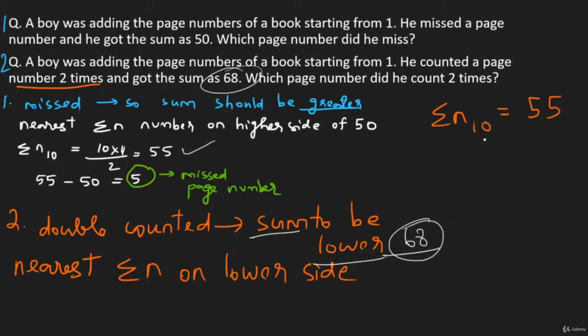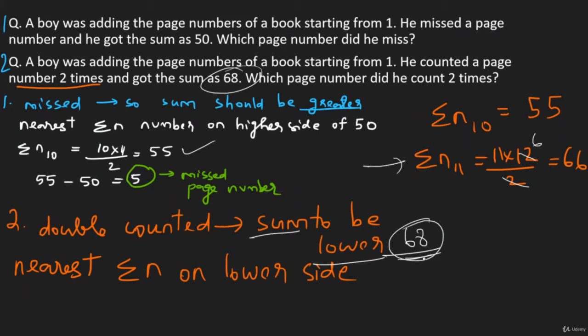So let's try sigma n when n is equal to 11. That would be 11 into 12 by 2, which is equal to 66, right? That's 11 into 6, which is 66. So 66 is still more close to 68, and we can see that it's very close to 68. So this will be the nearest sigma n number on the lower side of 68.